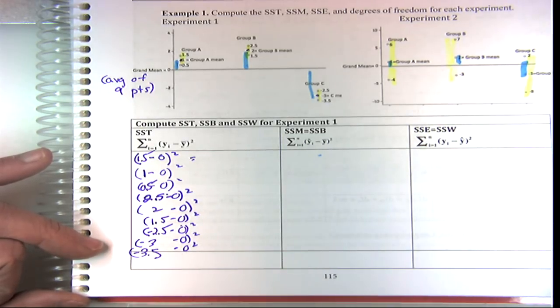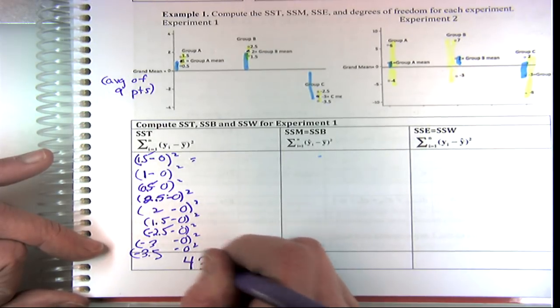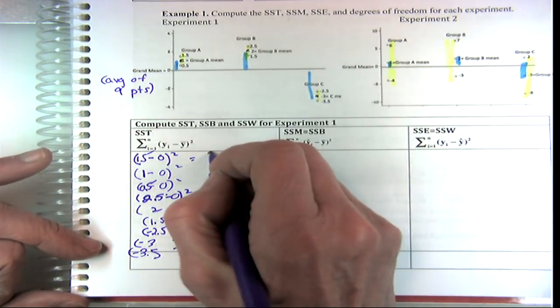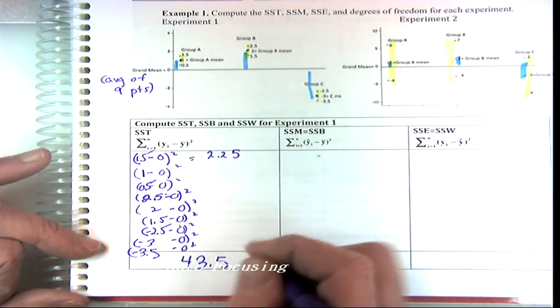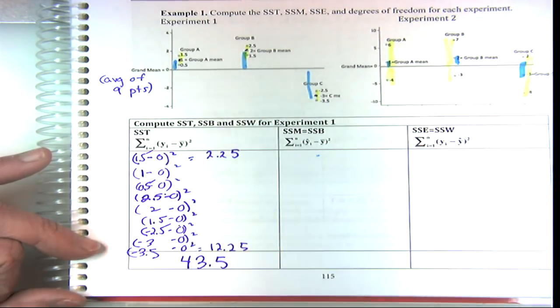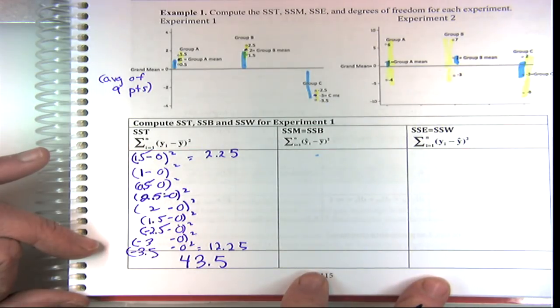Thank you. Okay, so I did sum them, and I got 43.5. The first one, for example, is 2.25. And the last one I got down here was 12.25. And you just do them all through. All right, so that's for now. We're going to break it up into 2 parts. All right? So let's do that.